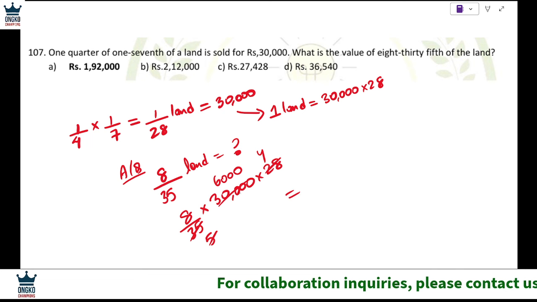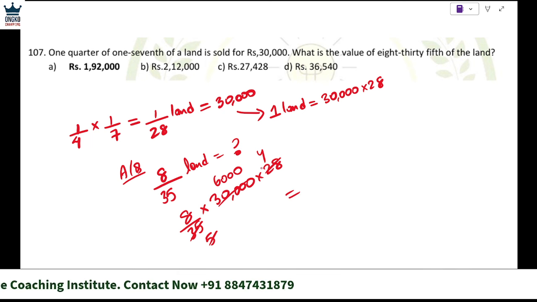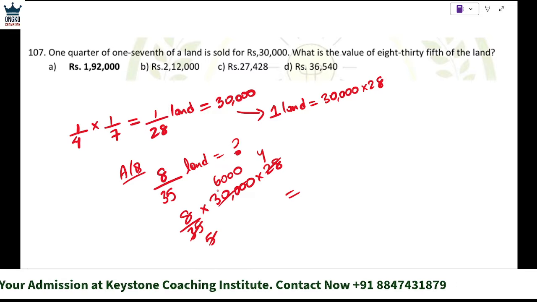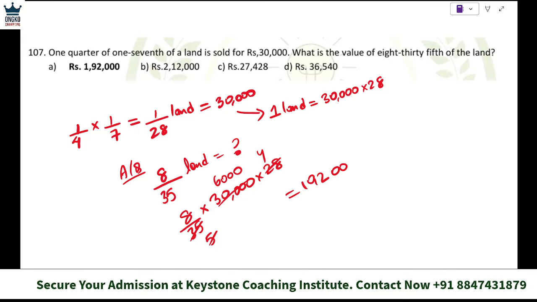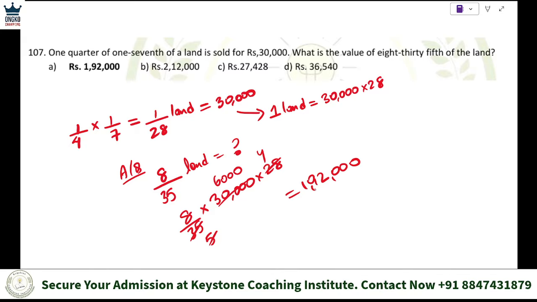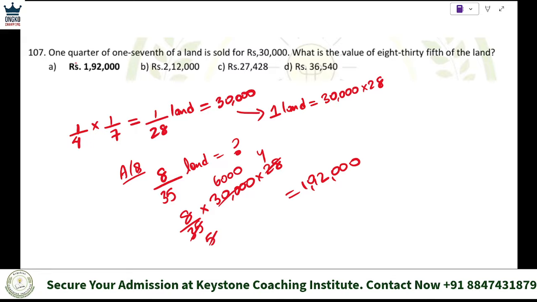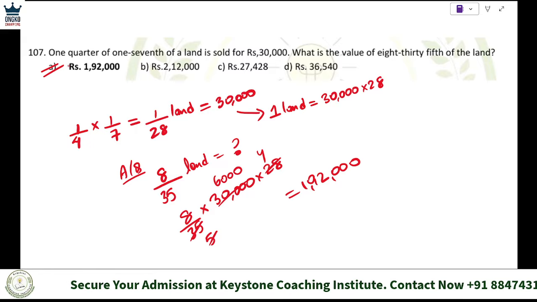into 28. So 7 5 times, 7 4 times, 5 6,000 times. So we have to multiply. 8 4 is 32. 32 into 6 will give us 192. How many zeros are there? 3. 1 2 3. So here 1,92,000 rupees is the money for 8 by 35 parts of the land. So here 192,000.